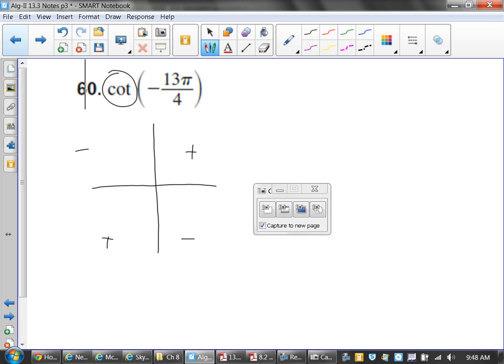4 goes into 13 how many times? 3. And how many are left over? 1. So this is 3 1/4 pi. So what's your answer? Negative 1. Negative 1. Okay. It's negative 1.